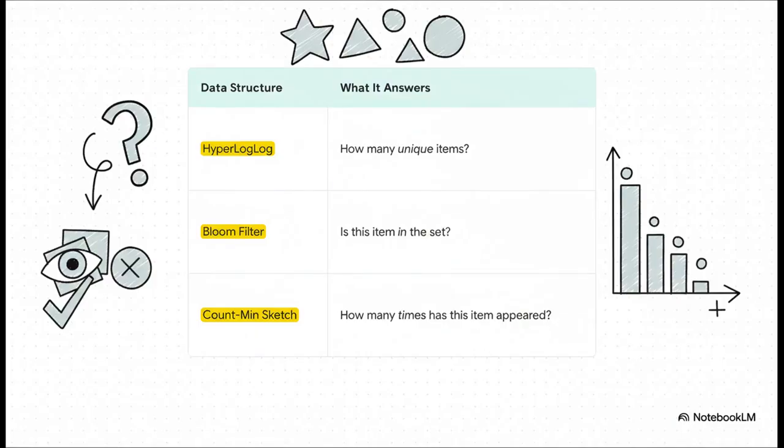Now, it's also really important to know where HLL fits into the grand scheme of things. It answers one specific question. Roughly, how many unique things are in this giant pile? That's different from a Bloom filter, which answers, is this one specific thing possibly in the pile? And that's also different from a count-min sketch, which estimates, how many times have I seen this thing? They're all different tools for different jobs.